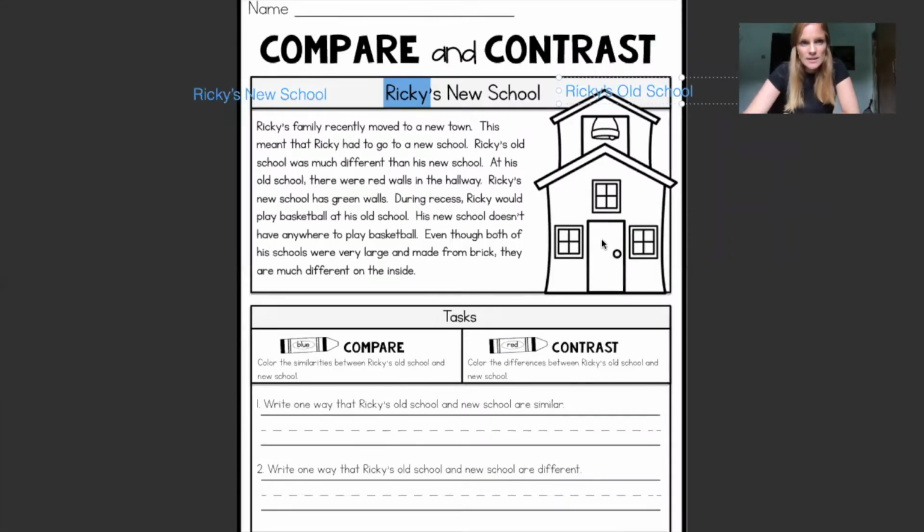So let's come back and look at our story. The things that are going to be the same are going to be in the color blue. Color the similarities between Ricky's old school and new school. Okay, so how can we start? What is the same about both of his schools? I see the word both down here. Both of his schools were very large. Good job. And what does large mean? It means very, very big.